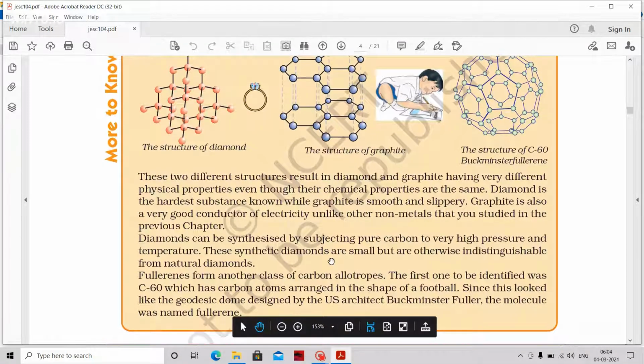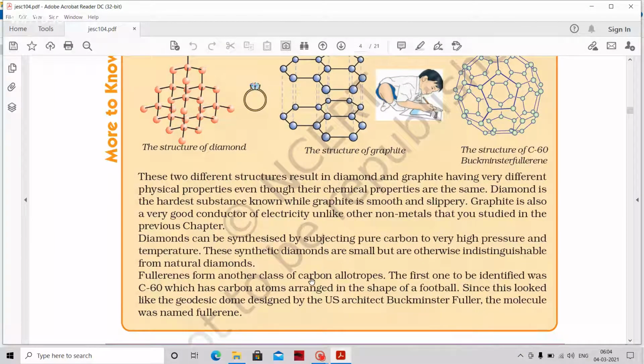Diamond forms naturally because of high pressures in the earth's crust. Sometimes it forms naturally, and it can also be synthesized by subjecting pure carbon to very high pressures. You take pure carbon and give it high pressure and high temperature, then the structure can become very rigid, like diamond.